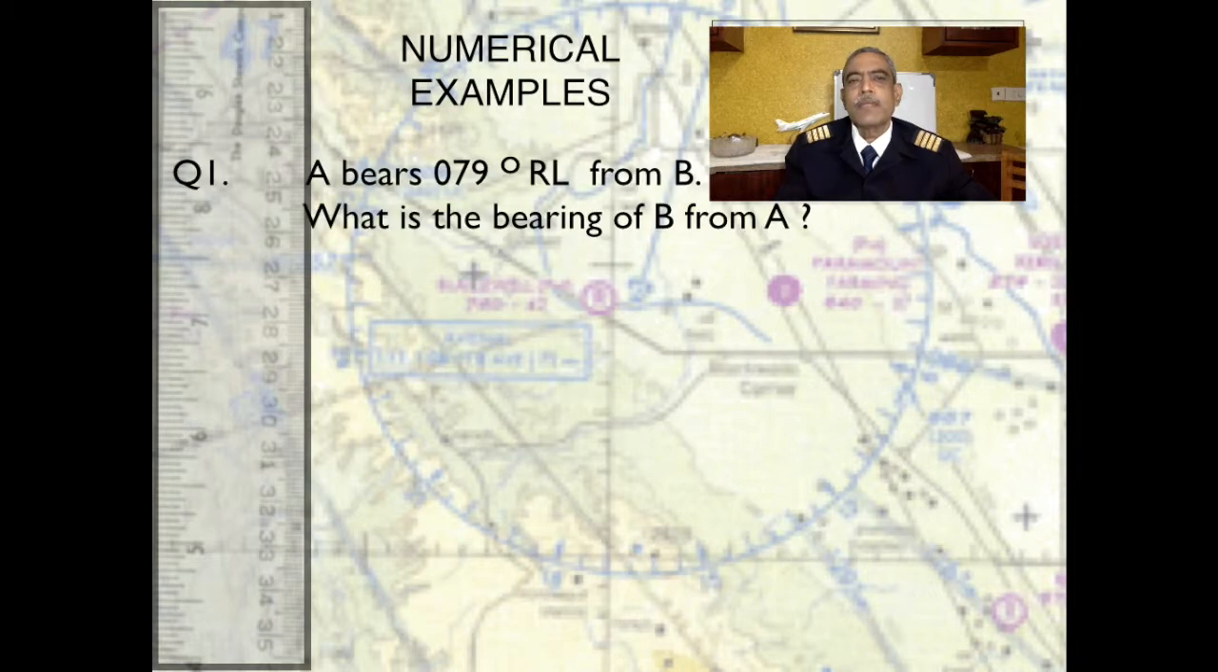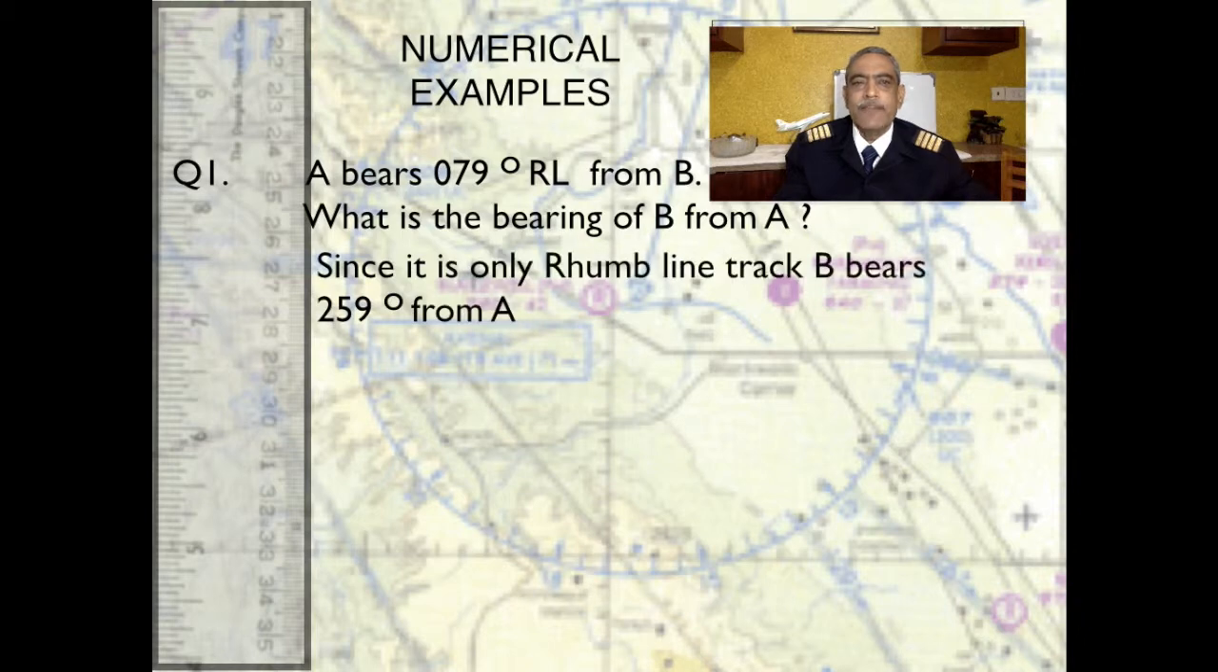A bears 079 degrees Rhumb line from B. What is the bearing of B from A? Now, since by definition, Rhumb line tracks are constant bearing tracks from either way, there is no difference. So it's just the reciprocal. So B will bear 259 degrees from A.